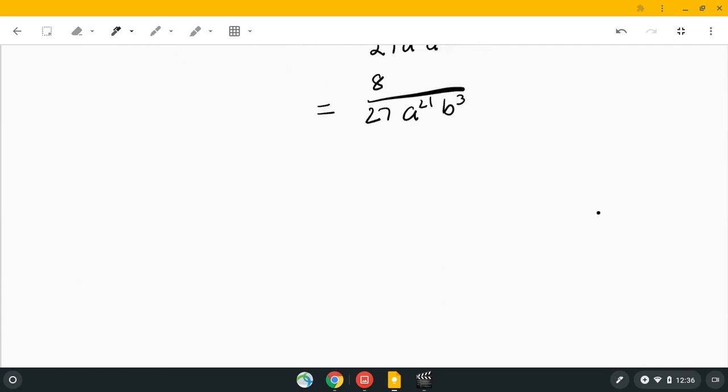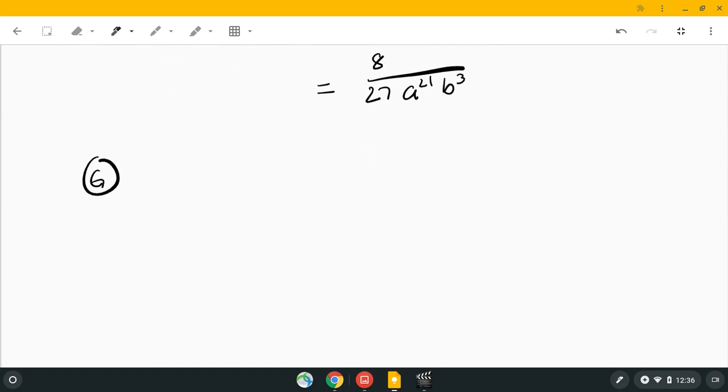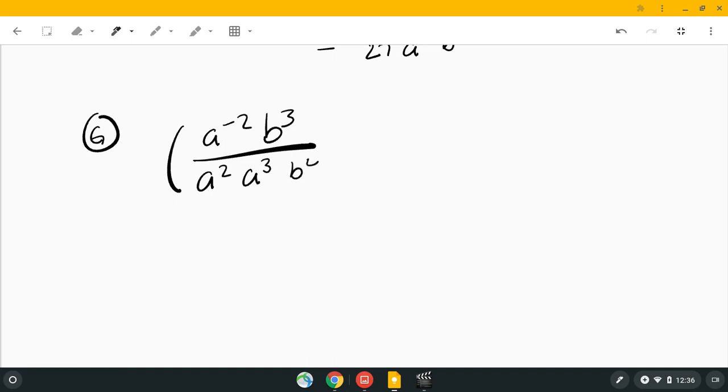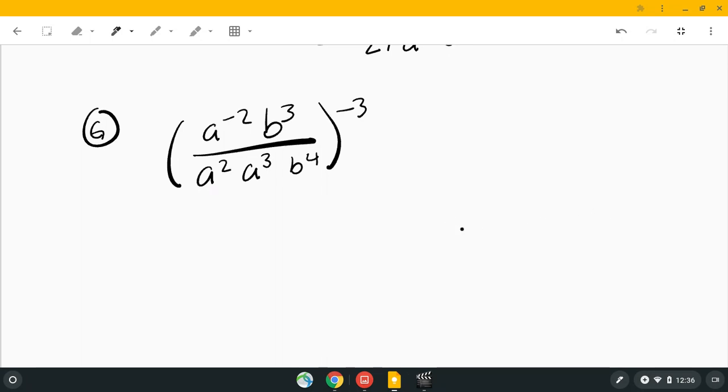Okay, let's take a look at a few more. Let's do one more example. Why don't you try this one and then see if you get it. So a to the negative 2, b cubed, a squared, a cubed, b to the 4th, and everything raised to the negative 3. Okay, so go ahead and hit the pause button and come right back to see if you got the same answer.